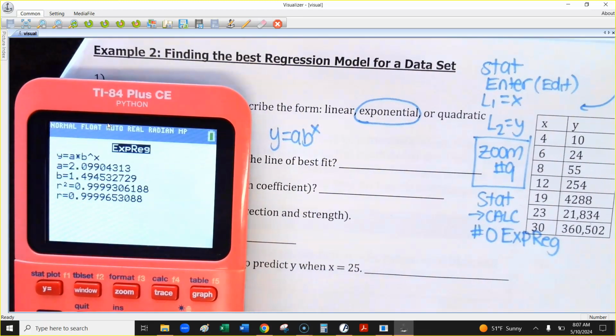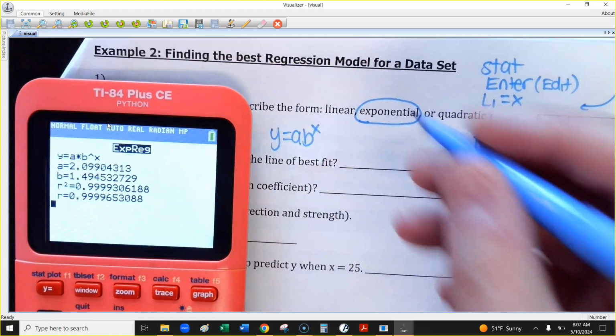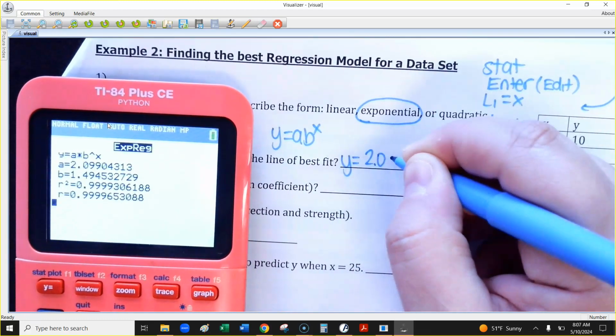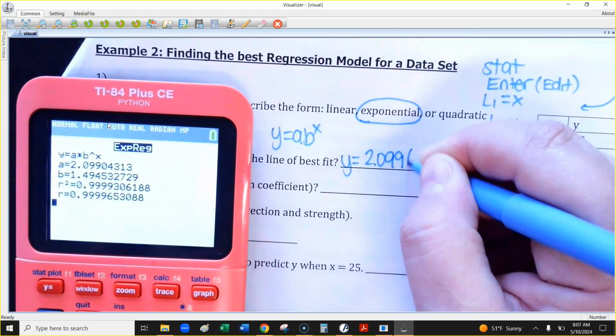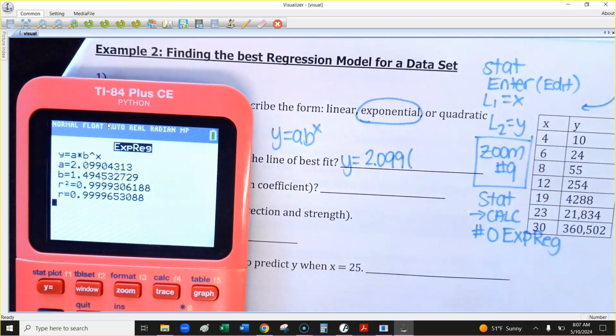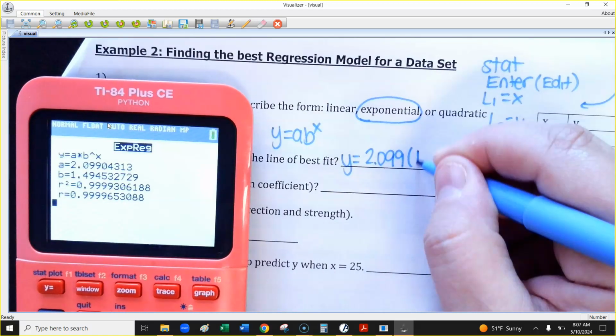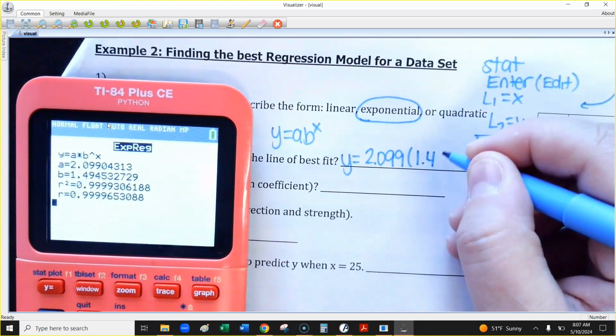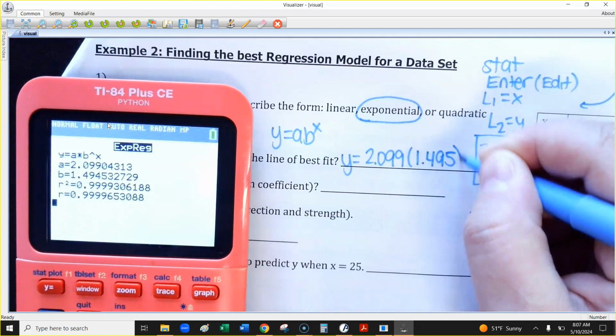So I'm just going to go 3 decimal places again here. So I'm going to say y equals 2.099 is our A. And then don't multiply these together. Remember, keep them separate. The B value, I'm going to do the same thing. I'll go 3 decimal places: 1.495. And then to the x.